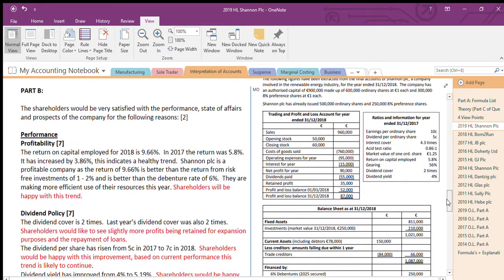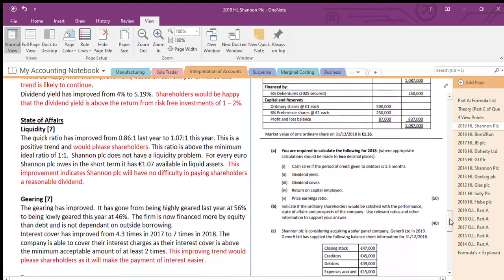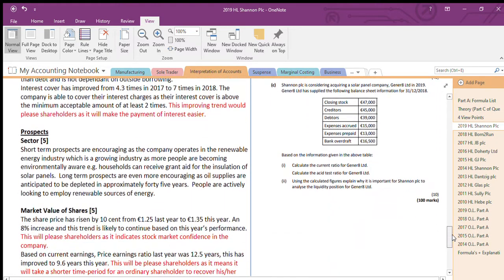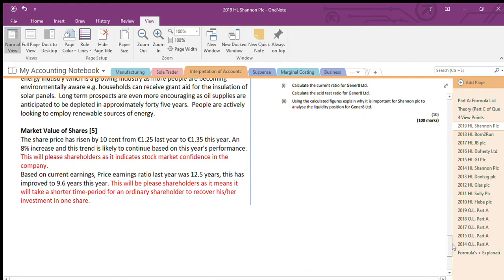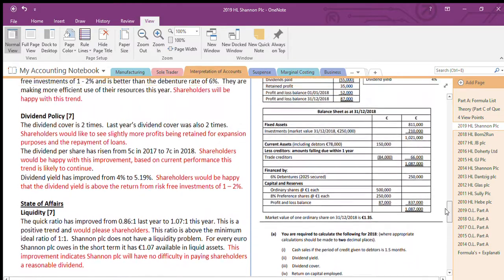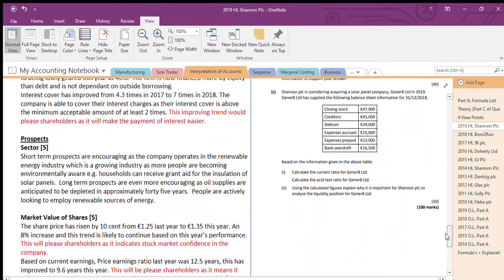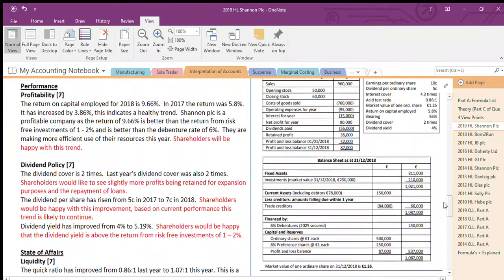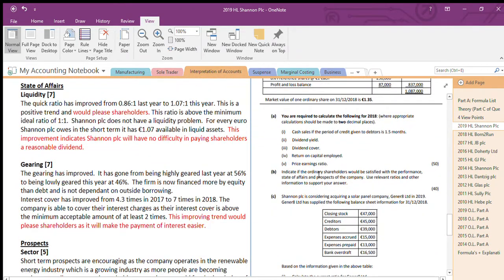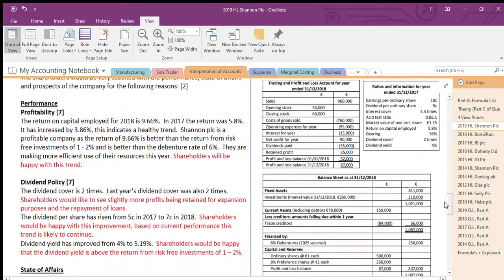And you can see here from my part B that I have 1 paragraph here, 2 paragraphs for dividend policy. My 3rd paragraph is liquidity. 4th paragraph is gearing. 5th paragraph is sector. And 6th and final paragraph is my market value of shares. So I have 6 different points. And they're all worth between 5 and 7 marks. And every time you write about an ordinary shareholder, you will write those same 6 points.